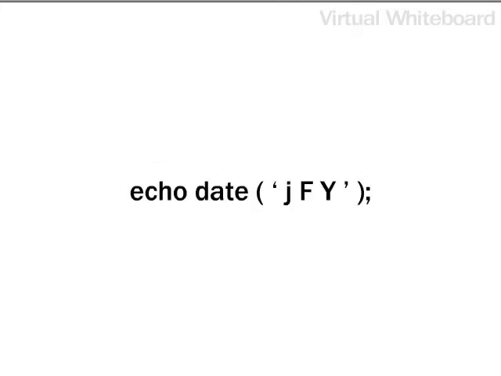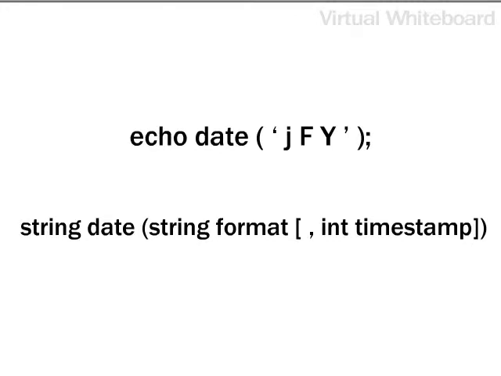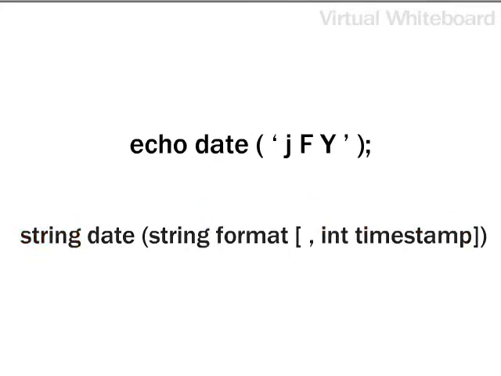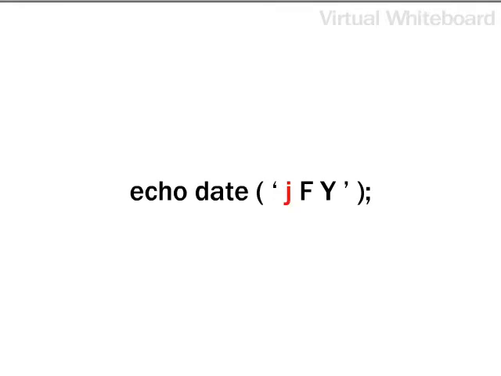This example uses the date function to generate a string that contains a formatted version of the current date. The online PHP manual gives the prototype for the date as follows. This means that date takes a string argument called format and, optionally, the integer timestamp. It returns a string value. This example sends jFY to the function as the format argument, but timestamp is omitted. The echo command displays the string that is returned.